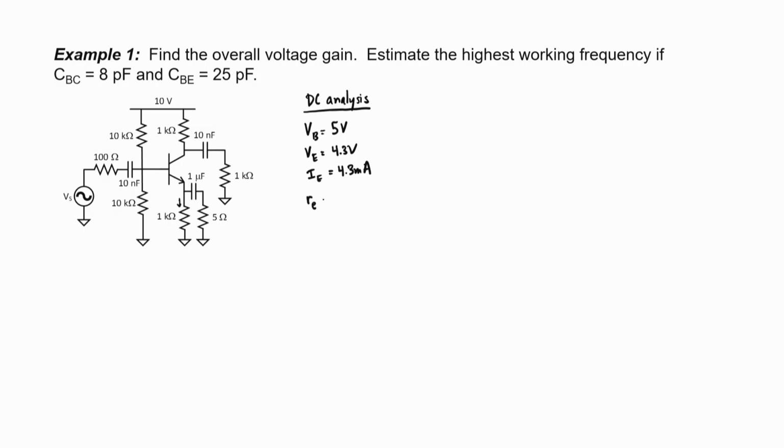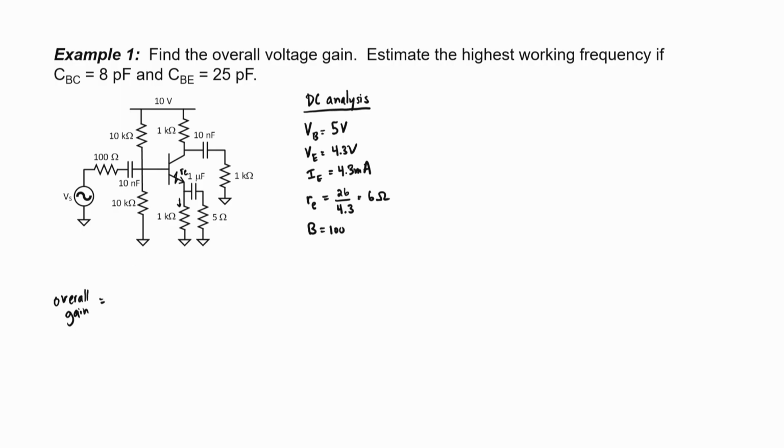We now have enough information to estimate little r sub E. It's just 26 divided by my emitter current expressed in milliamps. Here it works out to about 6 ohms. We'll estimate beta to be in the neighborhood of 100 like we usually do. Let's write an expression for the overall gain by inspection.